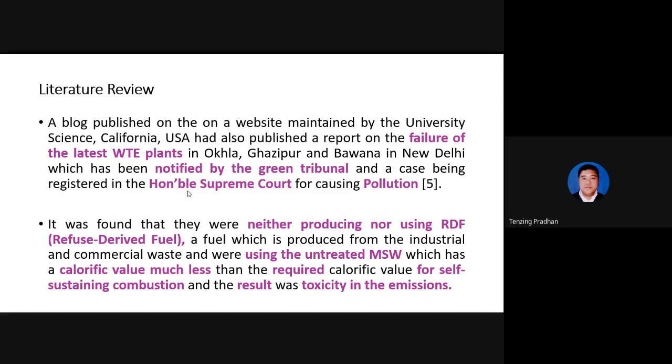pollution. It was found that rather than using RDF fuel, which is derived from the industrial and commercial waste, they were directly using the waste MSW, which was untreated. So thereby MSW itself in India has a very low calorific value, and the combustion is not self-sustaining, and the result was there was a lot of toxicity in the emissions.